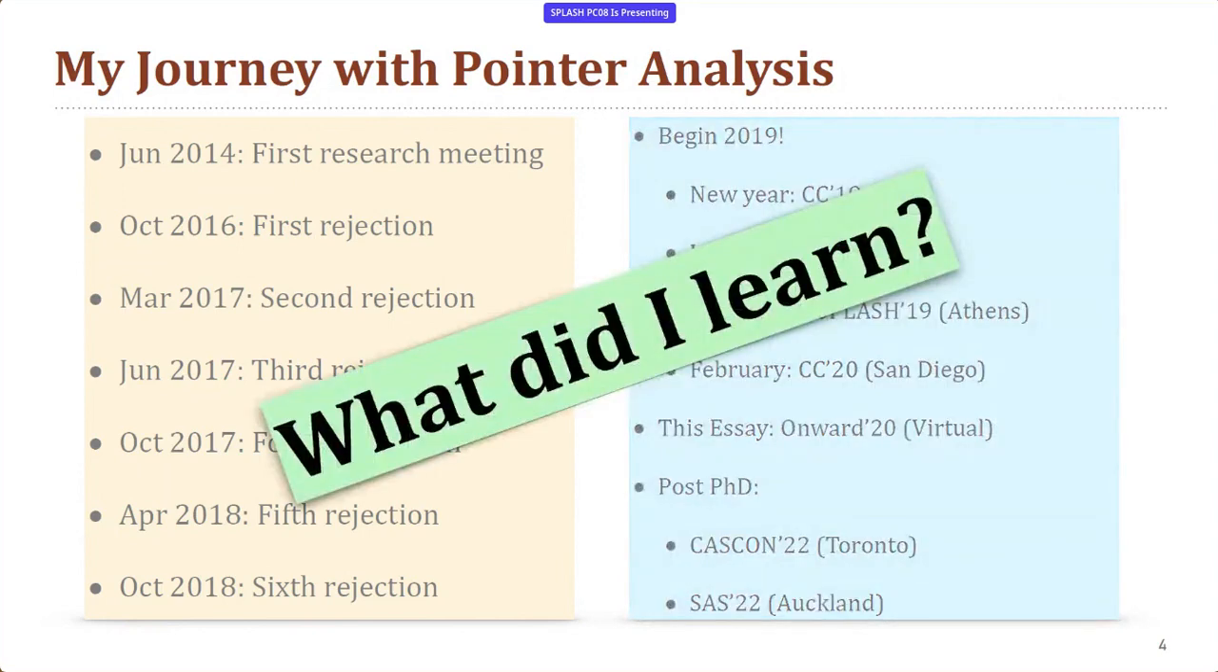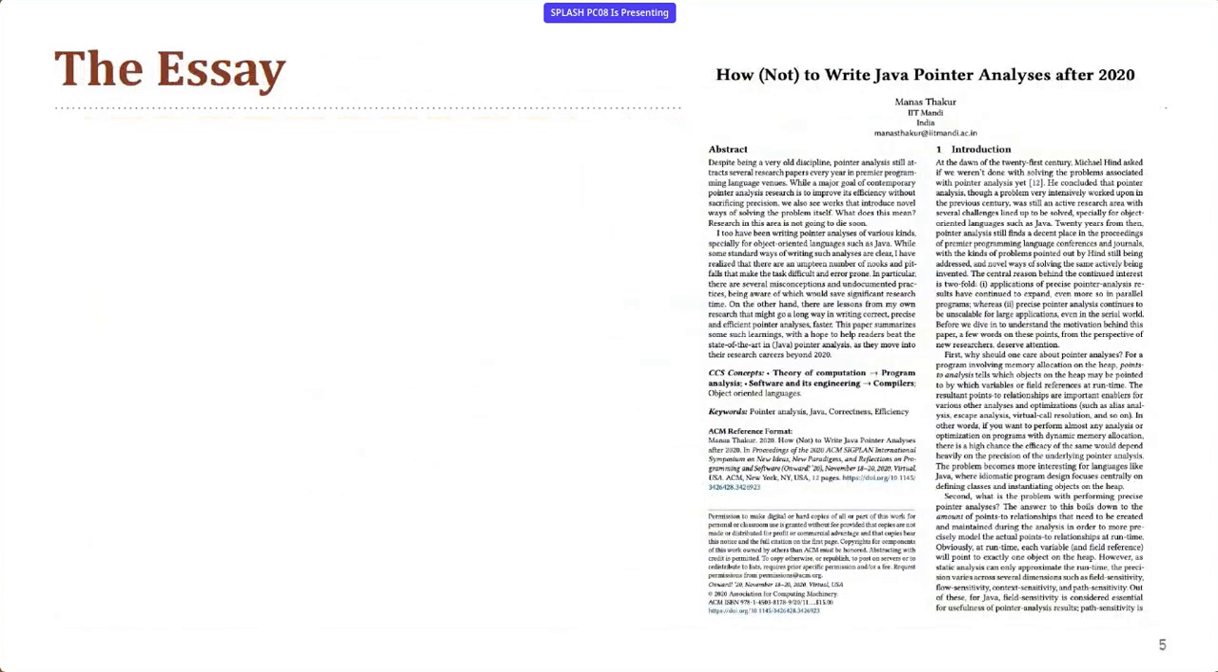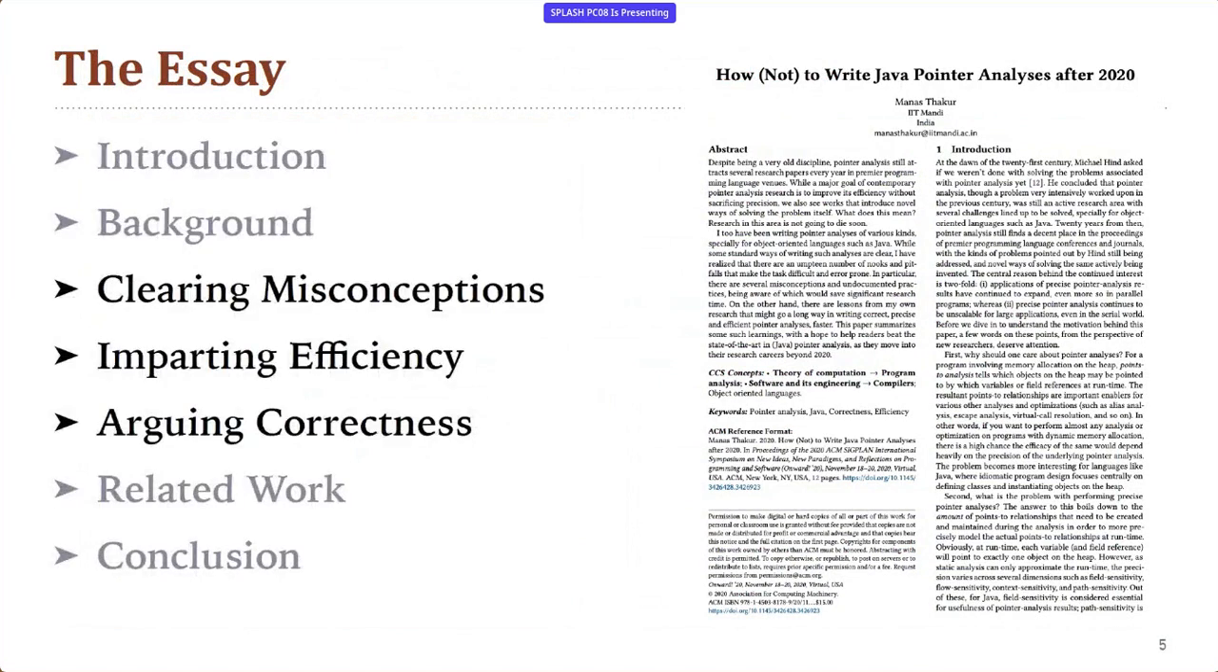Okay, so what did I learn by doing all this? The essay is basically organized into three major categories. First is when we start as a new PhD student in this exciting area, what are the misconceptions in our mind when we move from a classroom setting to a research implementation?